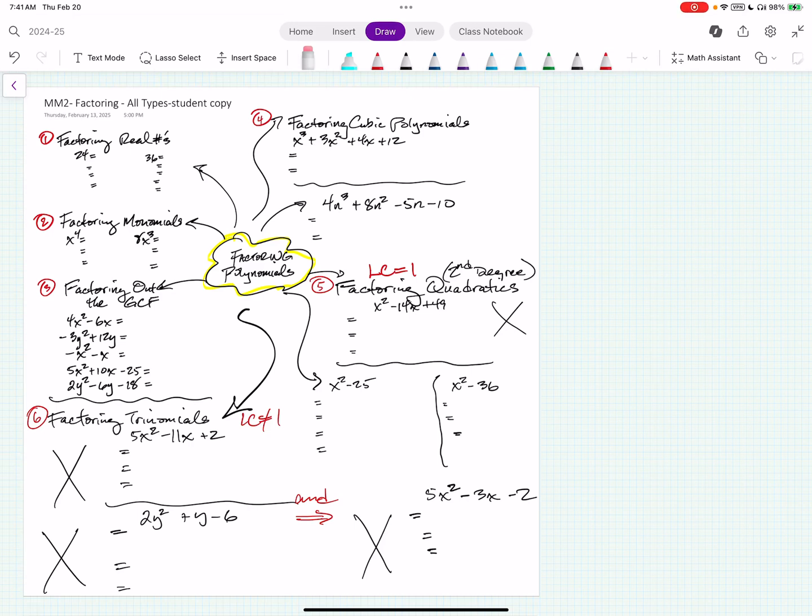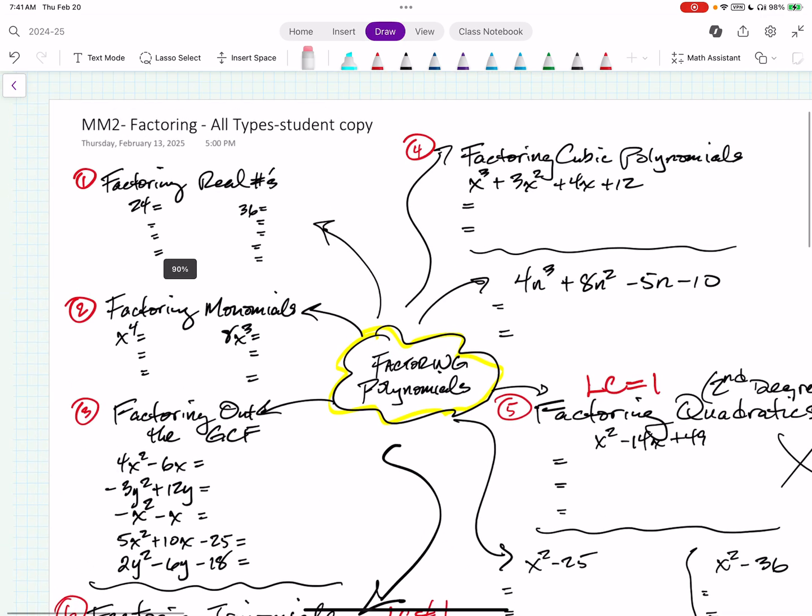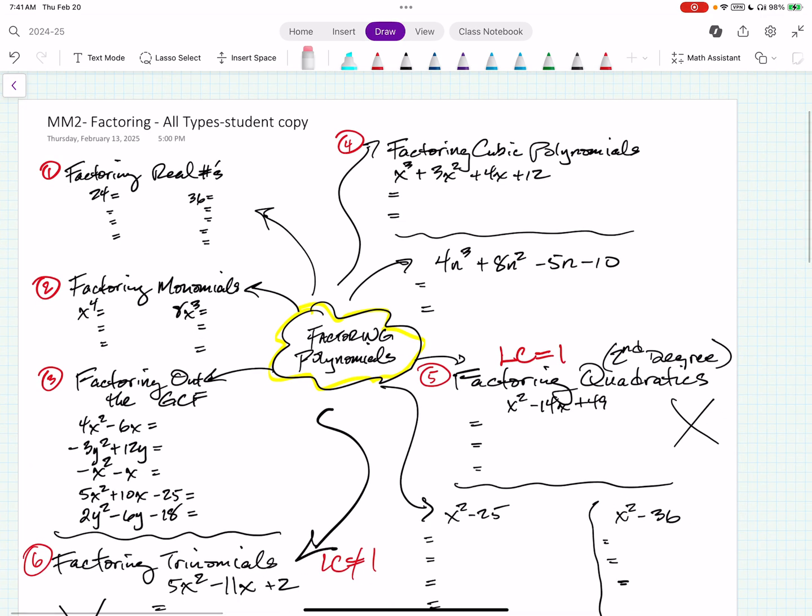We're going to get into a little mind map review of all the concepts of how to factor polynomials of all types. So what you need to do first is go to Canvas and find your mind map with the same title up there. MM2 stands for mind map. We're going to go through all the different things you've learned in the last couple of weeks when it comes to factoring polynomials, going all the way back to the beginning.